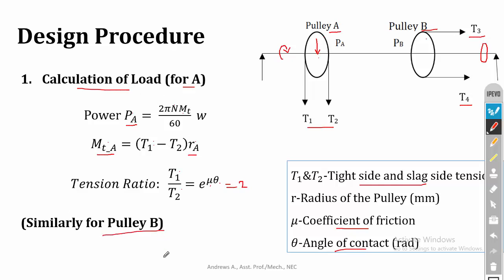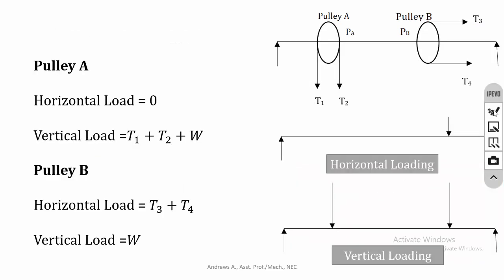Then similarly for pulley B, we have to use PB and we have to calculate T3 and T4, because you can see the drawing. For pulley A, it is T1 and T2. For pulley B, it is T3 and T4. So after calculating load, then you have to draw the load diagram. The shaft is supported on two supports. We can name it A, B, C and D. Then the support reactions are RC and here it is RD.